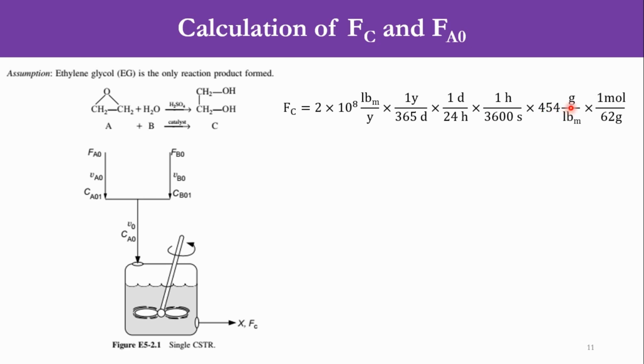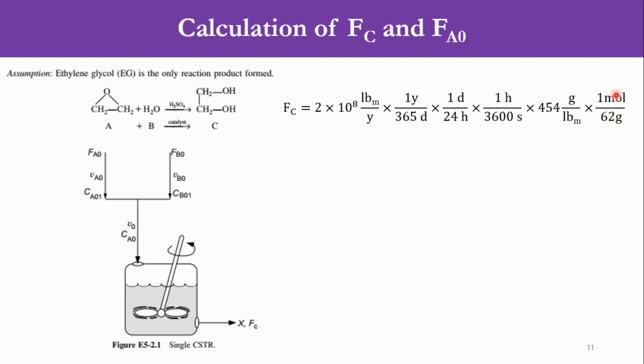And we know the conversion from pound mole to gram. Accordingly, 454 grams is equal to 1 pound mole, so pound mole is cancelled out with this pound mole. And accordingly, for ethylene glycol, 1 mole contains 62 grams.